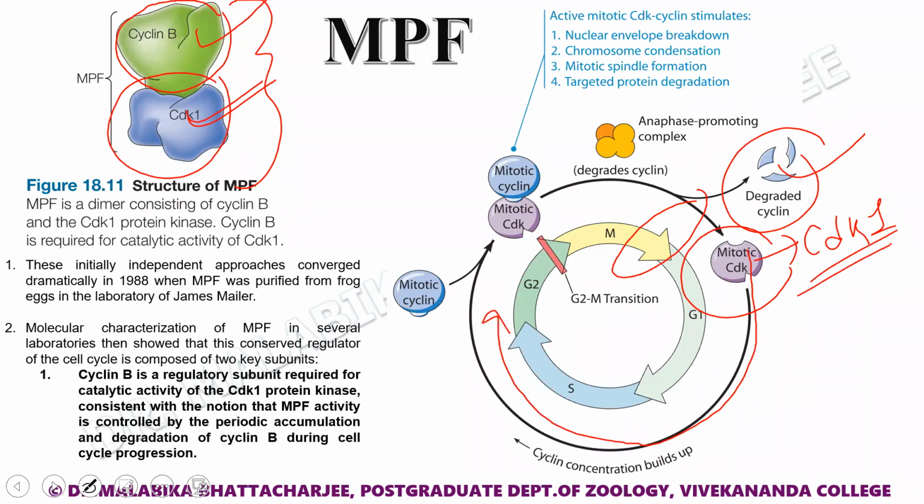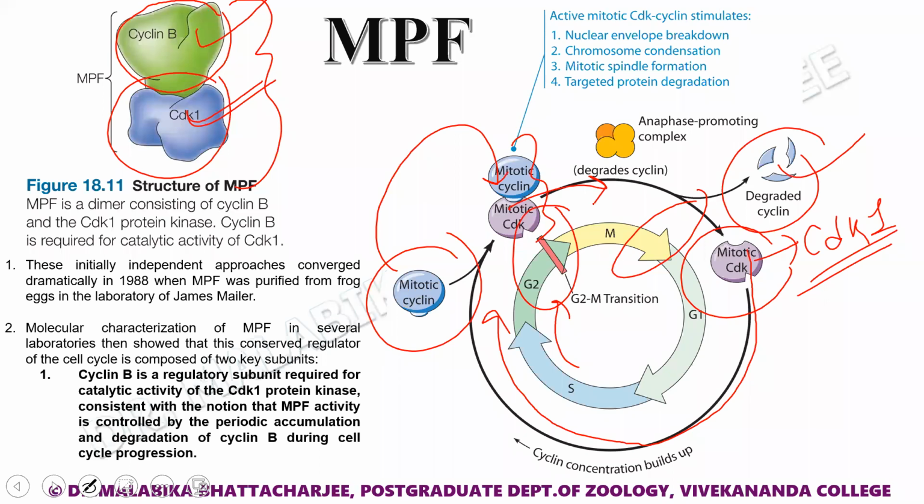So as I said, it cannot function alone. It remains alone and it passes through G1, S and G2. The moment the cell enters G2, you can see that mitotic cyclins during this process have been synthesized, and these mitotic cyclins then bind to the mitotic Cdk just at the outset of mitosis, and this partner pair is activated and then the cell enters mitosis.